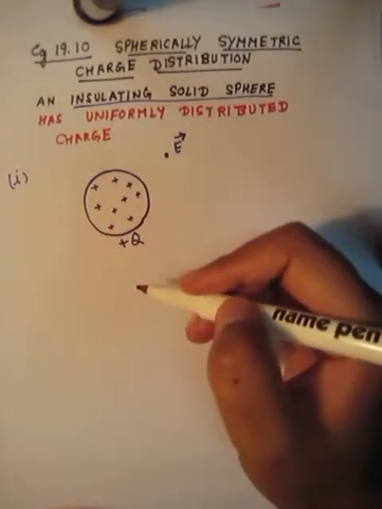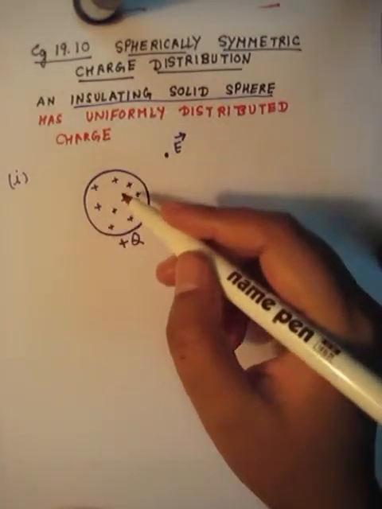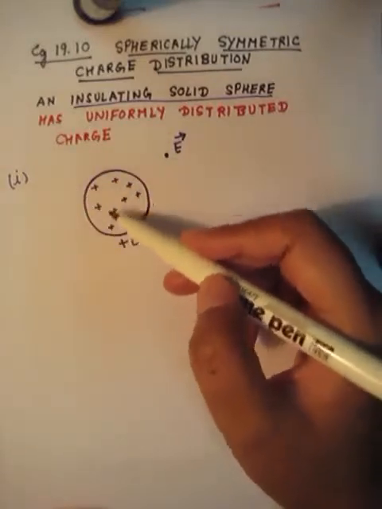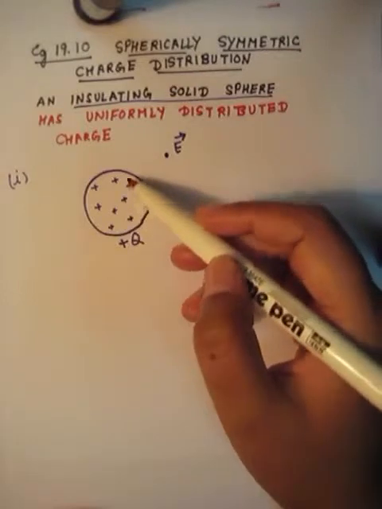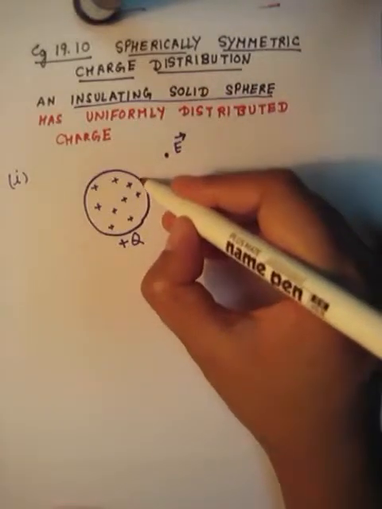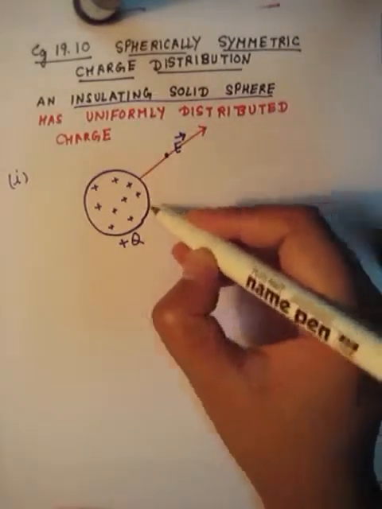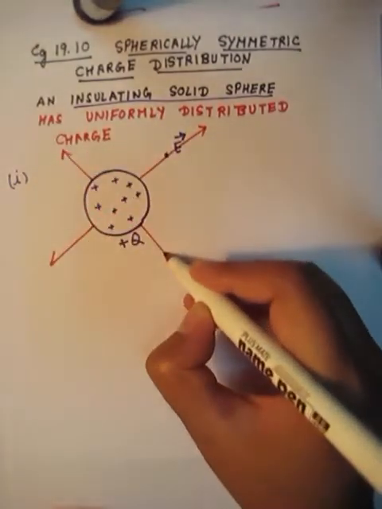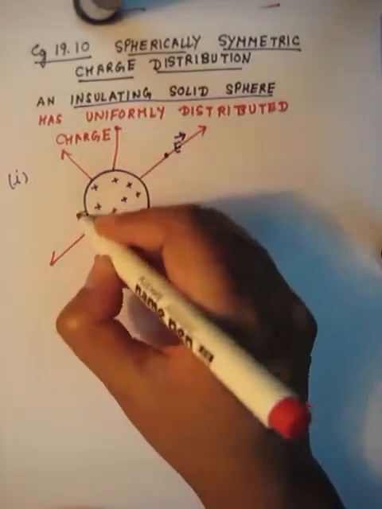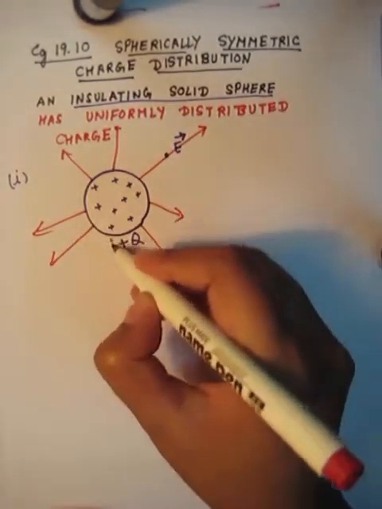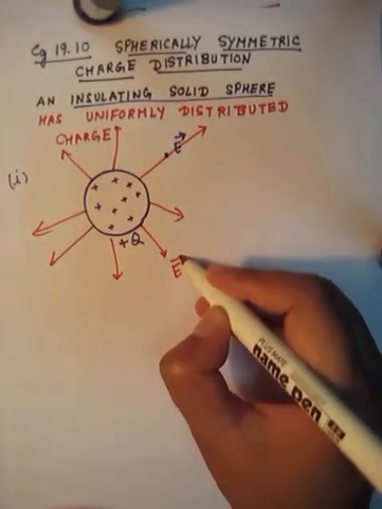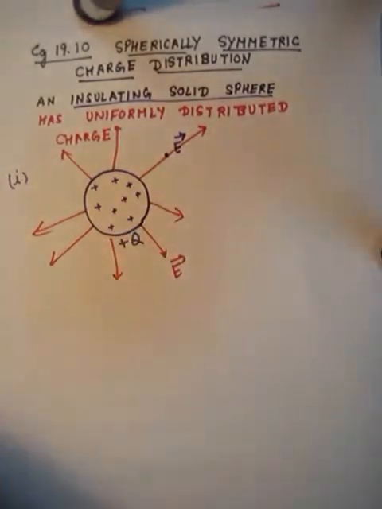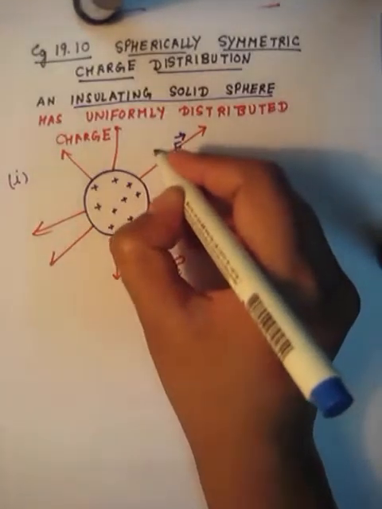But before drawing a surface, I would like to explain how the electric field will be, because it's a positive charge, so the electric field will be radially away from it. From every point, the electric field will be away from this sphere. So this will be the electric field due to this positive charge distribution. Now at this point we are going to draw a Gaussian surface.